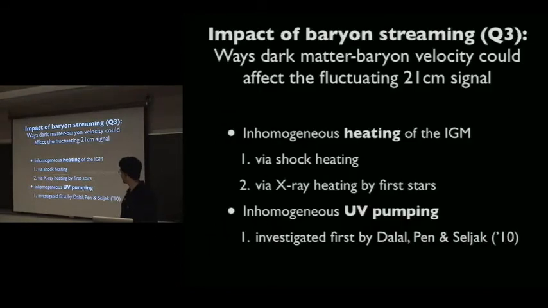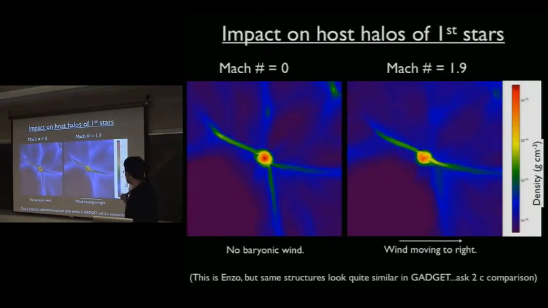That mechanism didn't work. And so now we're going to focus on how this relative velocity could affect the formation of the first stars and modulate the 21 centimeter signal via their radiation backgrounds. And so if you just go into these simulations and look at halos that we think would host some of the first stars, then the accretion of these halos is affected by this relative velocity. So this is a several times 10^6 solar mass halo. And again, the wind in this case is moving to the right. And you can see that this filament is not here in this case.